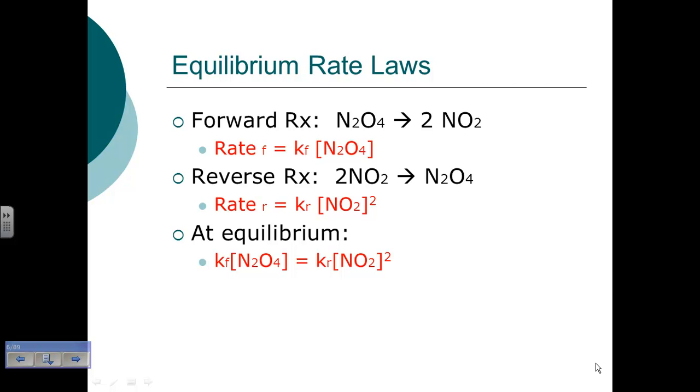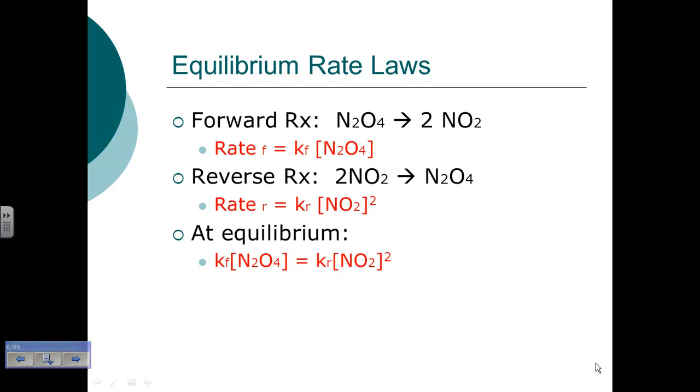Read the reverse reaction and jot down its elementary rate law. The rate of the reverse reaction is equal to its K constant times NO2 to the second order. That concentration of NO2 would be the second order based on the stoichiometry. Notice it has a coefficient of 2. And if it's an elementary equation, the rate law comes directly from the equation. At equilibrium, thus the term equilibrium, the rates are indeed equal.